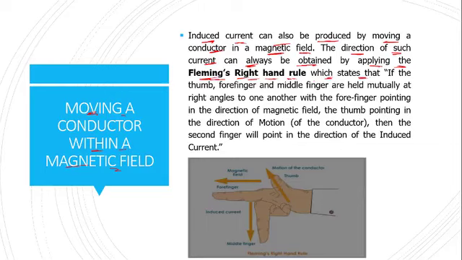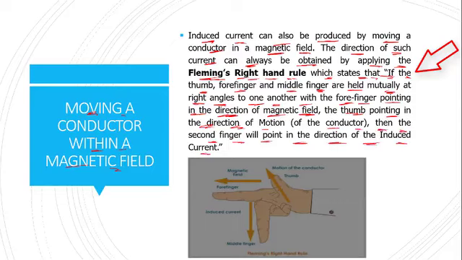Fleming's right hand rule states that if the thumb, the forefinger and middle finger are held mutually at right angles to one another, with the forefinger pointing in the direction of the magnetic field and the thumb pointing in the direction of motion of the conductor, then the second finger, which is the middle finger, will point in the direction of the induced current. That's what you can see from the image here.